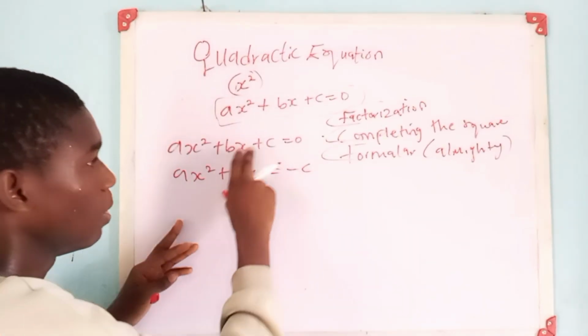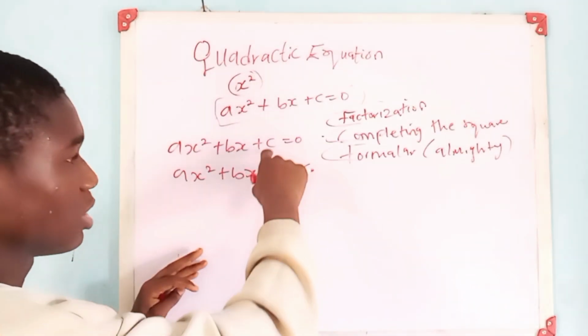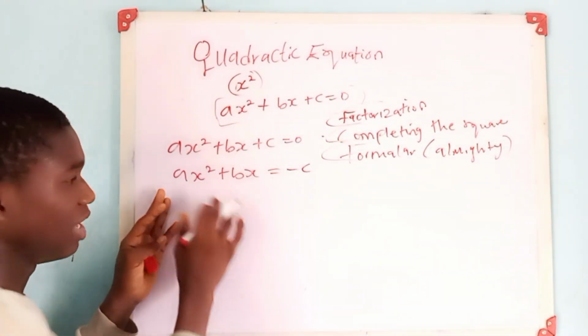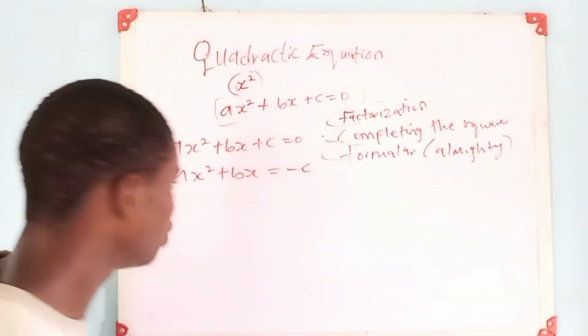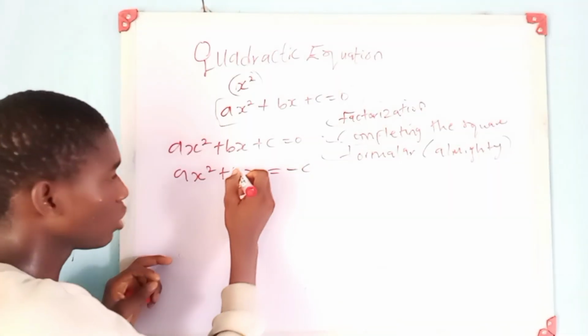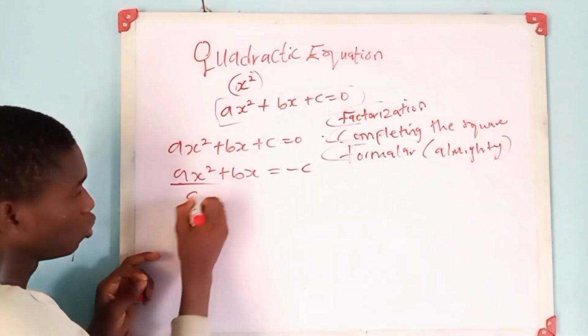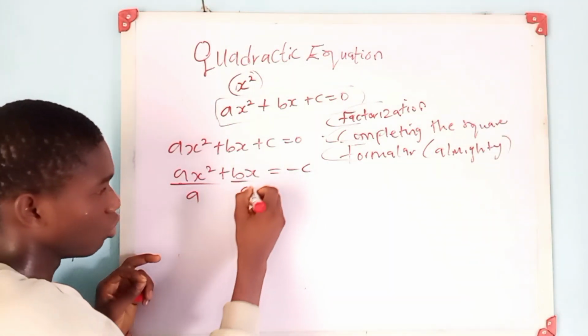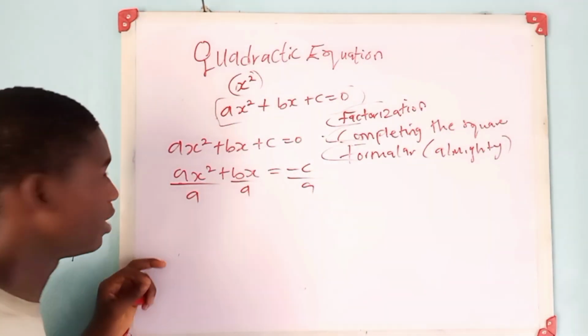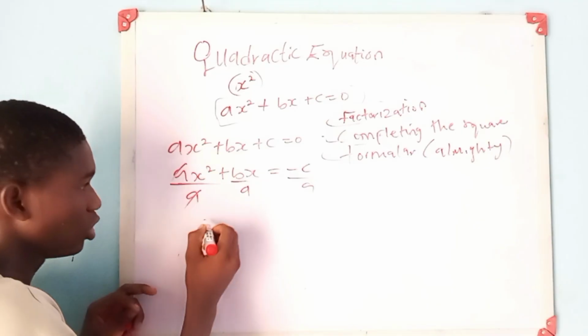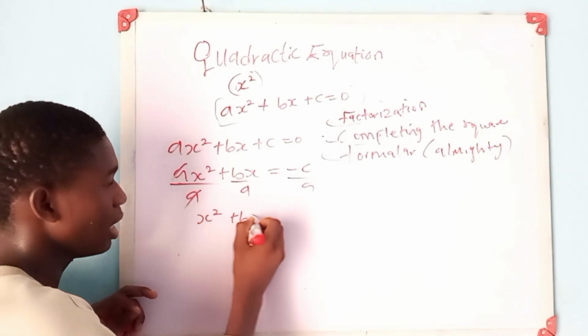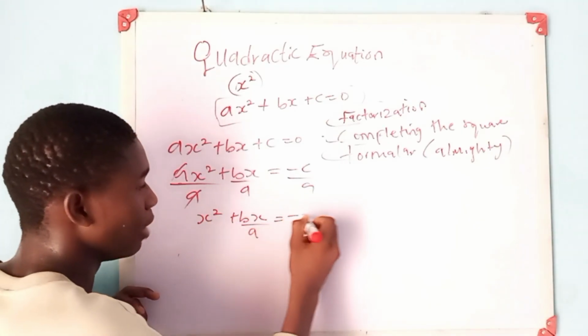So the first step is to bring this one to the other side. That's bring the constant to the other side. Then you leave the ones that have x in one side. Then the next thing you are going to be doing is that you are going to divide all through by what is standing with this one here. So if you divide all through by a, it is going to cancel a. You are going to be left with x squared plus bx over a is equals to minus c over a.